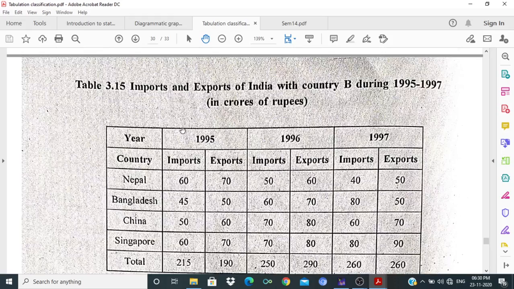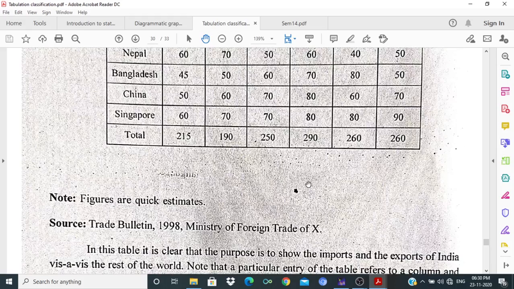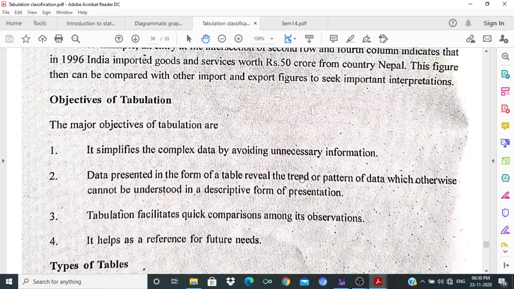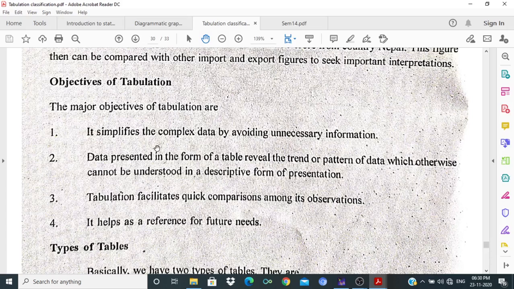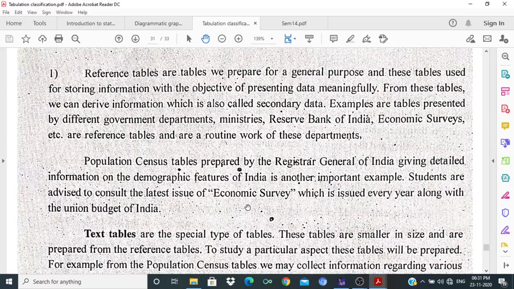This is tabulation, imports and exports. Here we have years and countries, yearly imports and exports. The objectives of tabulation: it simplifies complex data. The data presented in the form of a table reveals the trend or pattern of the data. Tabulation facilitates quick comparison. It helps in reference for future needs. There are reference tables, text tables or specific purpose tables, like that.